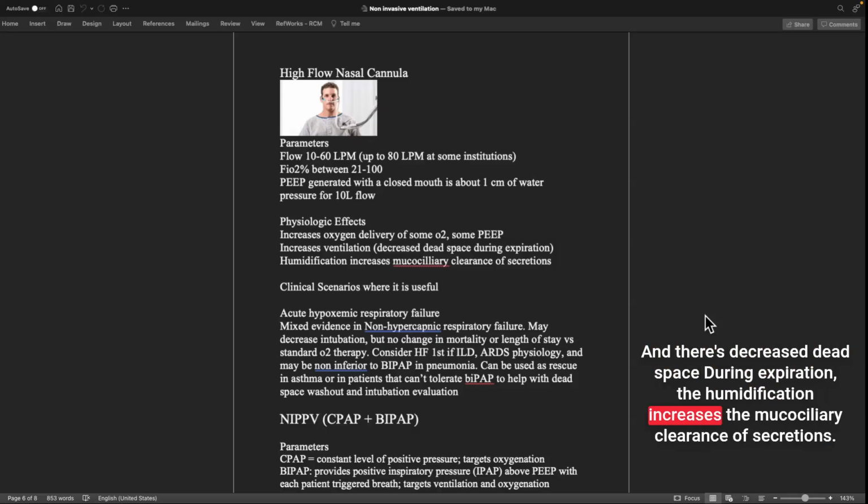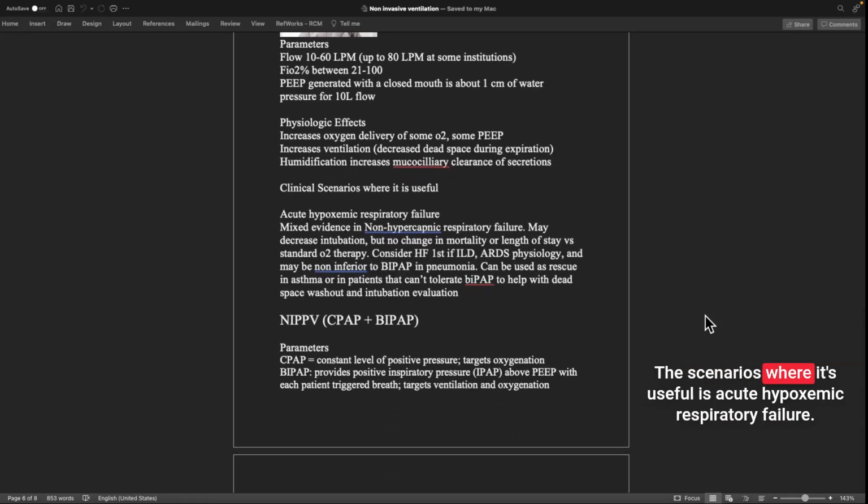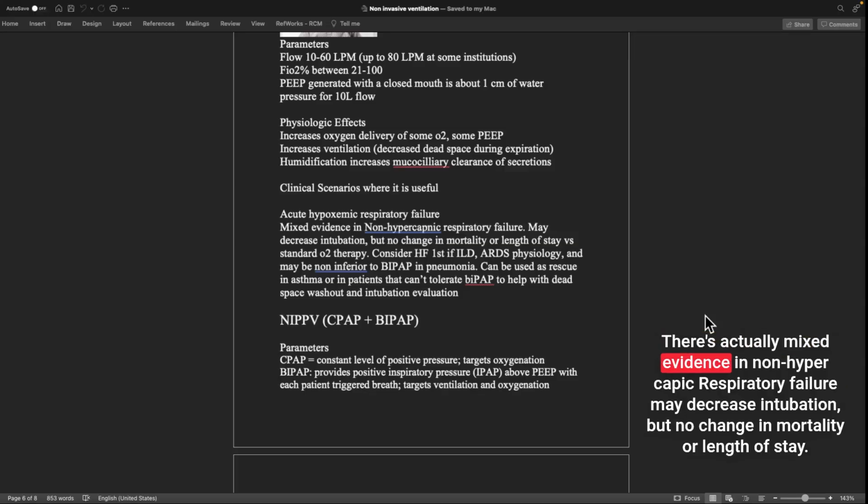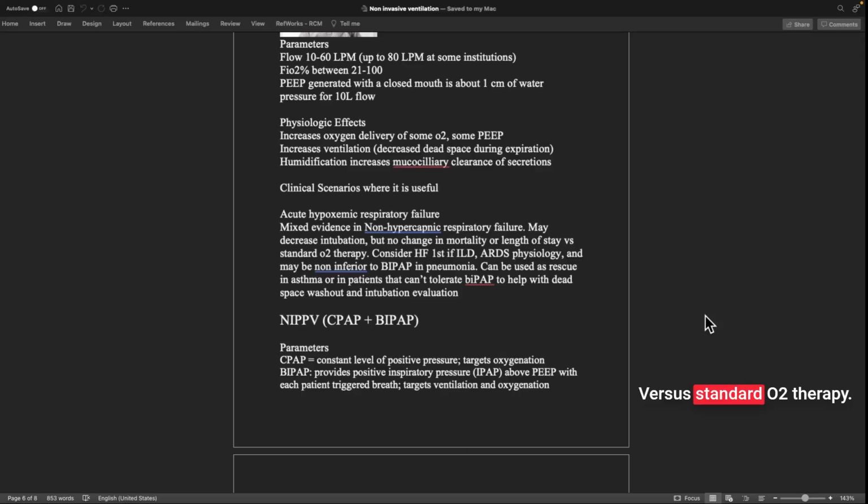The humidification increases the mucociliary clearance of secretions. The scenario where it's useful is acute hypoxemic respiratory failure. There's actually mixed evidence in non-hypercapnic respiratory failure. It may decrease intubation, but no change in mortality or length of stay versus standard O2 therapy.